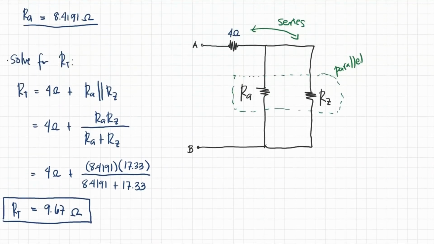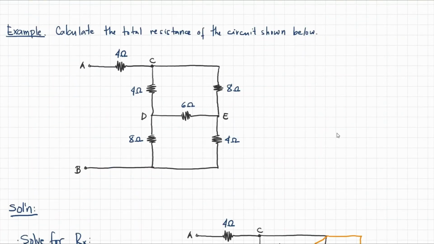So that is now the value of your total resistance. From the complicated bridge network, we have calculated by using a Y-to-delta transformation that RT is equal to 9.67 ohm. So let's review again the process.